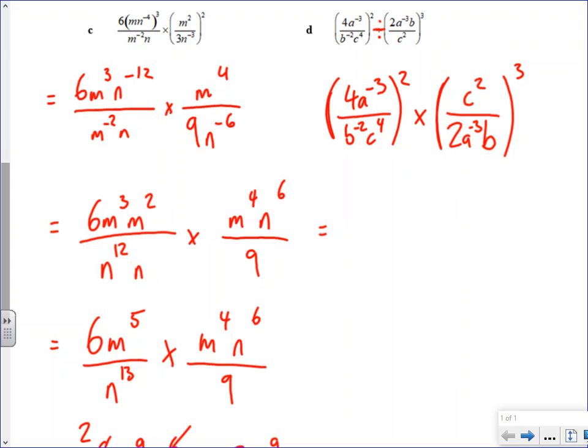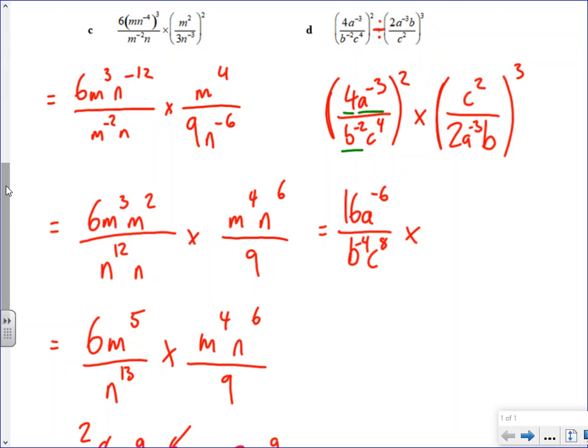Okay, so now that we have that, let's go ahead and start expanding these with our powers of fractions. What we're going to do here is essentially inside each of these brackets, raise each thing to the power of 2 for this first one. So 4 to the power of 2 is 16. Then a to the power of negative 3 is a to the power of negative 6. Then b to the power of negative 2 becomes b to the power of negative 4. And then c to the power of 8.